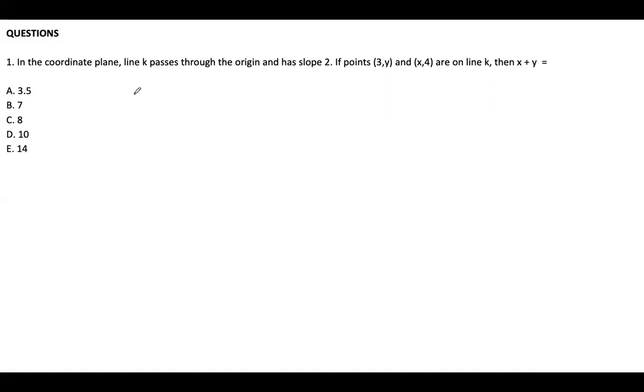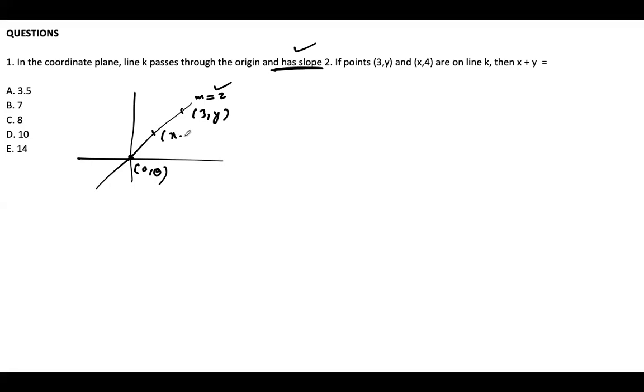In the coordinate plane, line K passes through the origin and has a slope of 2. The slope of the line is 2. If points (3, y) and (x, 4) are on the line K, then x plus y is equal to what? You have the slope information. Using the origin and the point (x, 4), can you find the slope? Yes, which is 4 minus 0 over x minus 0. So 2x is equal to 4, so x comes out to be 2.